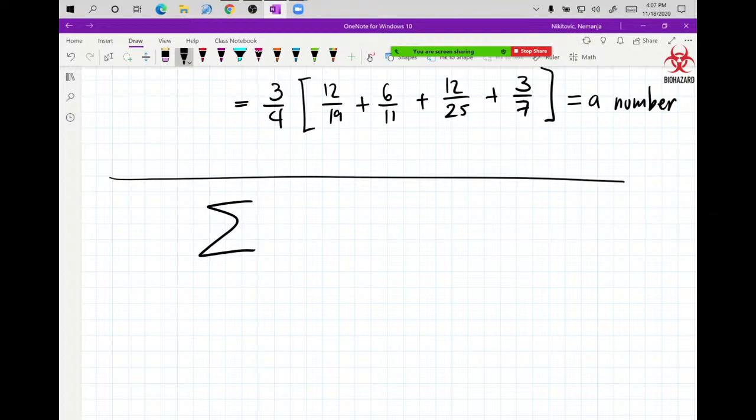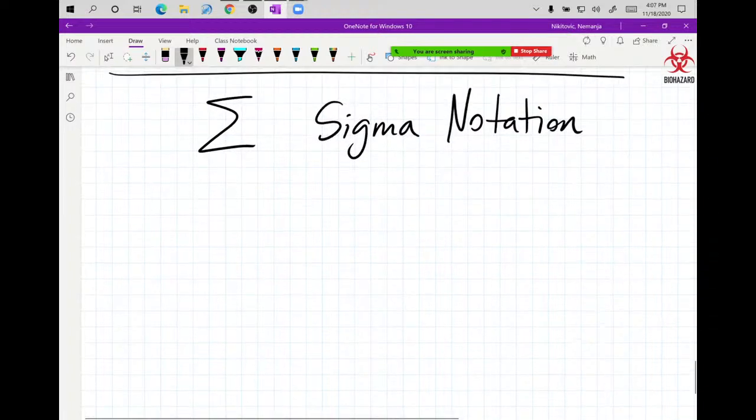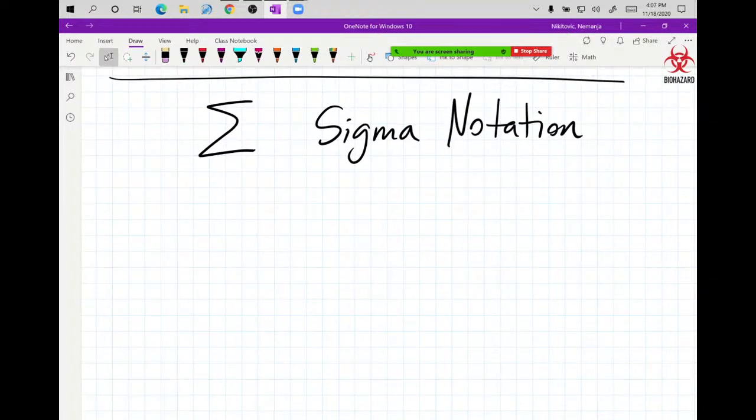Right, which is sigma notation. And this notation will be used a lot in Calculus 2 and the one chapter of differential equations and so on. So you are going to see this all over the place. So now let's talk about this.